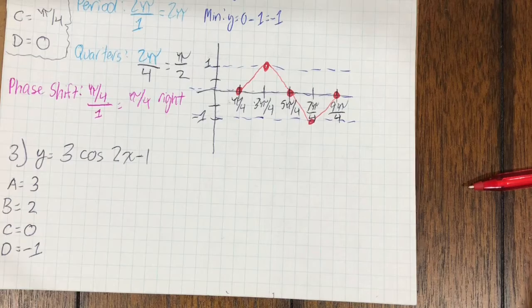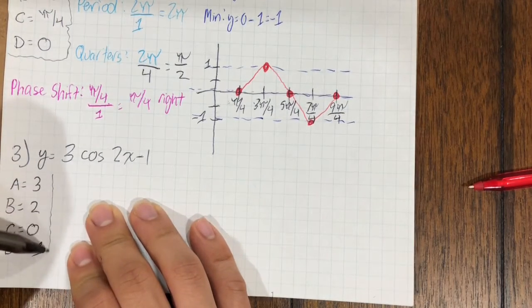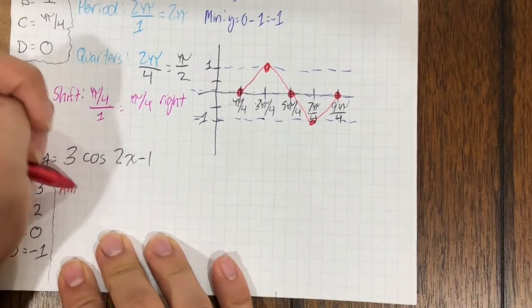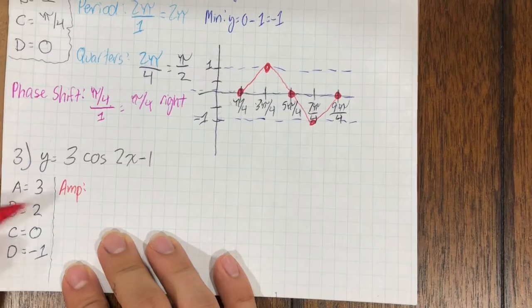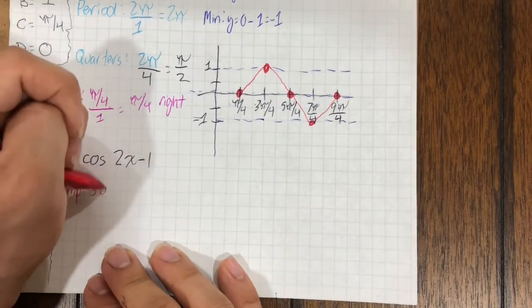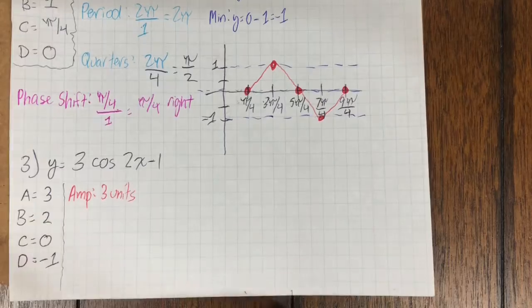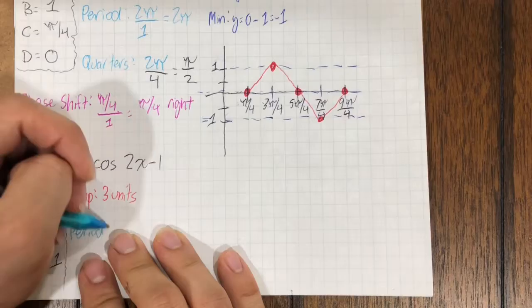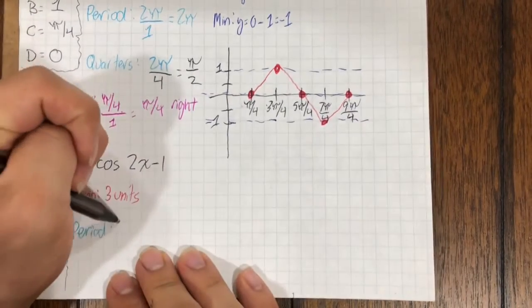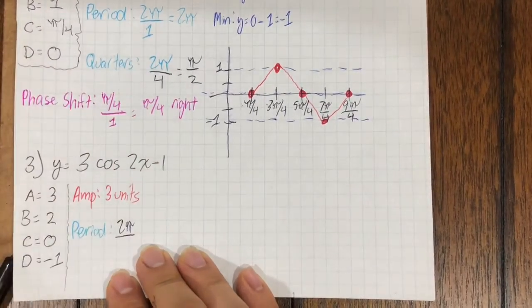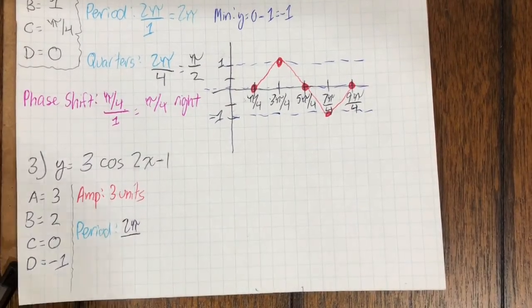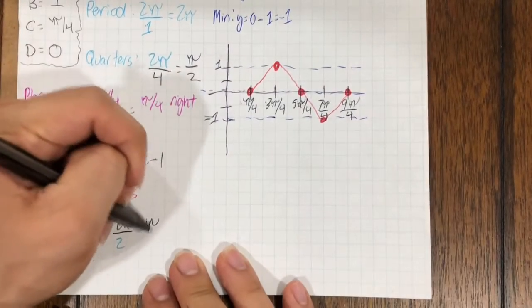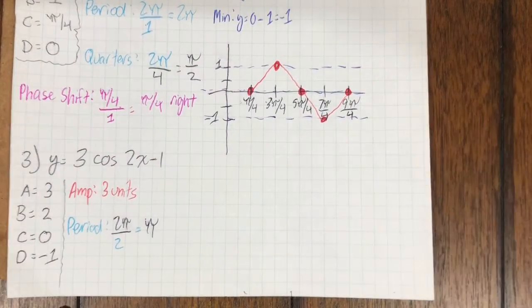Now I'm going to figure out the majority of the information. For the amplitude, I take the absolute value of A. The absolute value of 3 is still 3 units. Then we have to figure out the period. For the period, I take 2 pi and divide it by my B, which is 2, and I get pi.